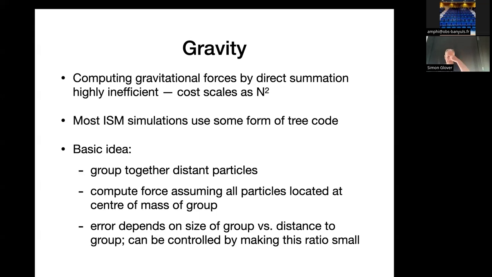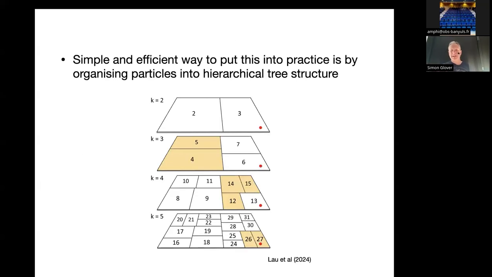So if you do that, you find that the error depends on the size of the group, in the sense of the separation between the members of the group, versus the distance to the group. And if you make sure that that ratio is small, you can make the force errors small. So the idea here is you can split up space into a hierarchical tree.